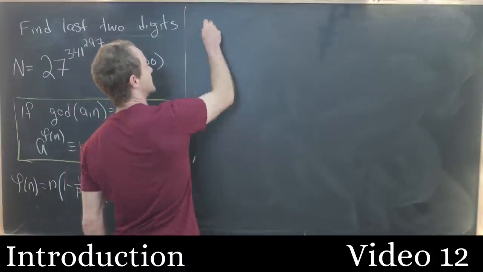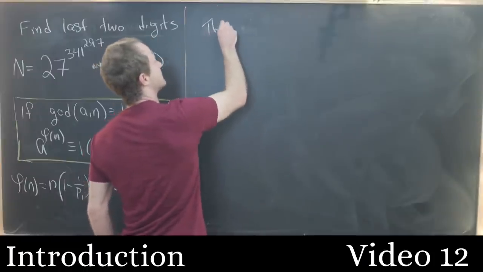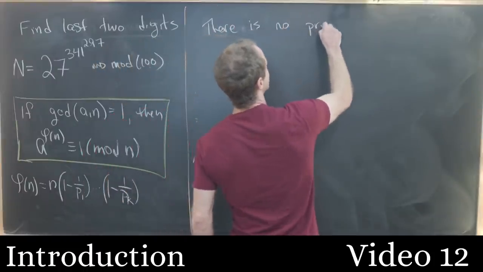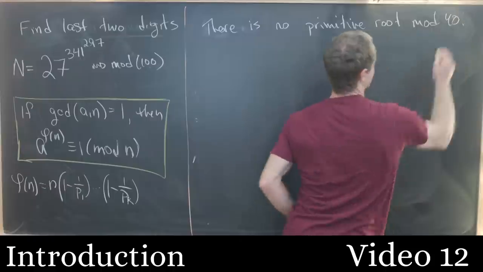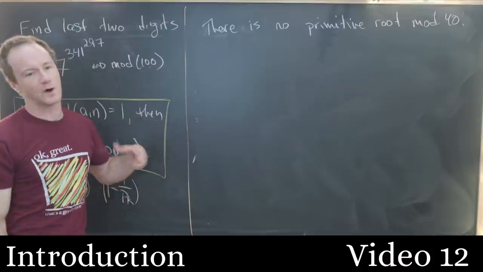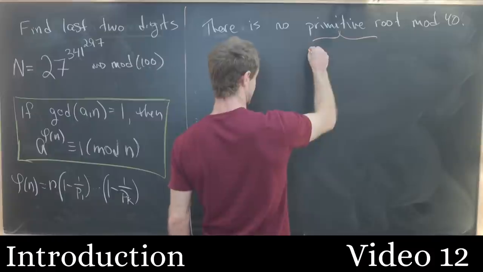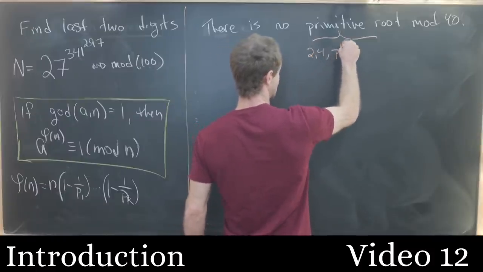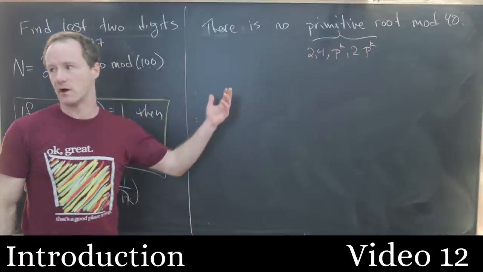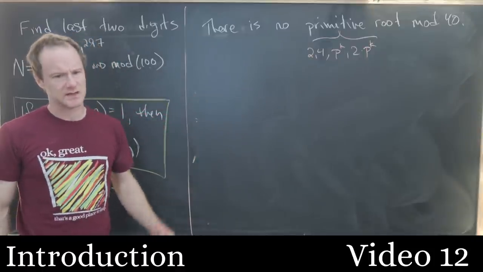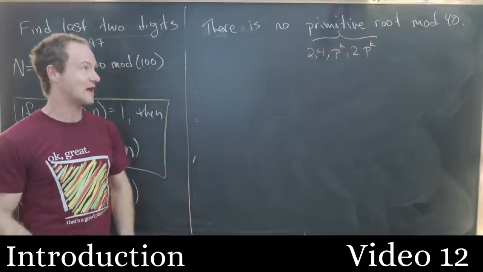Okay, so here's our shortcut. Let's maybe reword it a little bit. There is no primitive root mod 40. So this requires you to have a real good feel for what primitive roots mod n are. Let's recall that there are only primitive roots mod n if n is of the form 2, 4, p to the k, or 2 times p to the k, where p is an odd prime. 40 is most definitely not one of those forms, right? It's 8 times 5. So it does not have a primitive root.